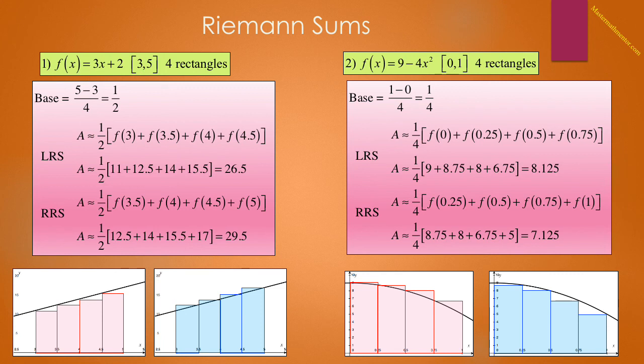Even though it appears that the amount that the left Riemann sum over-approximates the area is the same as the amount that the right Riemann sum under-approximates the area, this is not true. It turns out that the left Riemann sum value of 8.125 is a little bit closer to the true area under the curve. We will learn how to find this true area later.